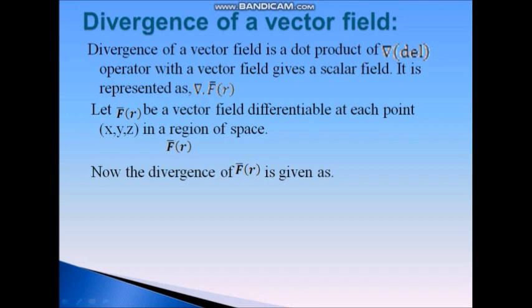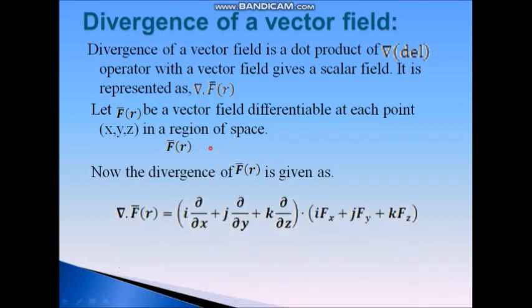Now F of r can be written as F of r is simply i F of x plus j F of y plus k F of z. This represents F of r. Now the divergence of F bar of r is given as del dot F bar of r is equal to del, which is nothing but this operation.